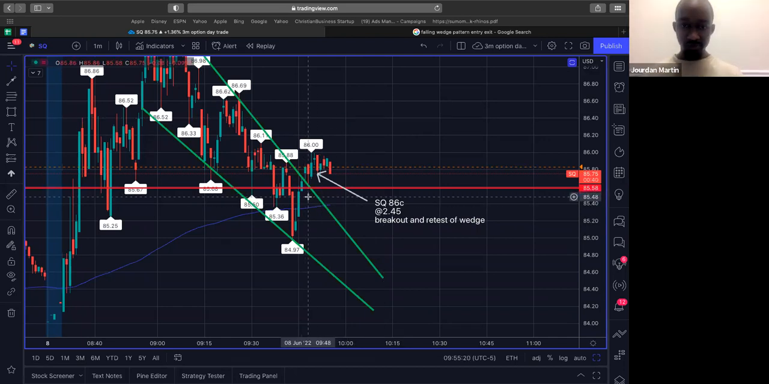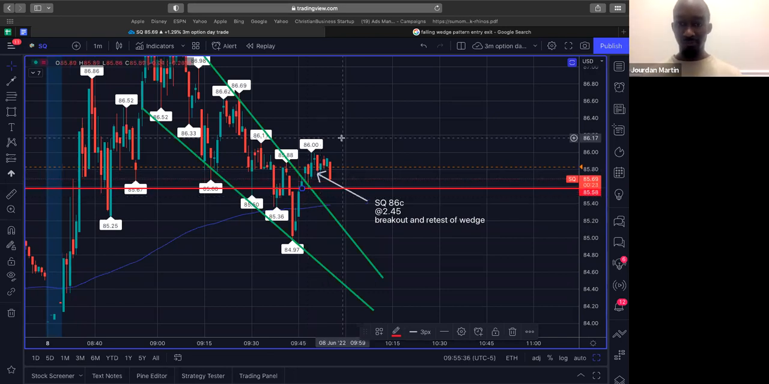My stop loss is going to be a close below, what is that? 85.58. So that's going to be my stop loss, a close below that. I kind of want to be lenient with this stop. I know it could retest the actual wedge itself, but nevertheless, we're gonna keep going.